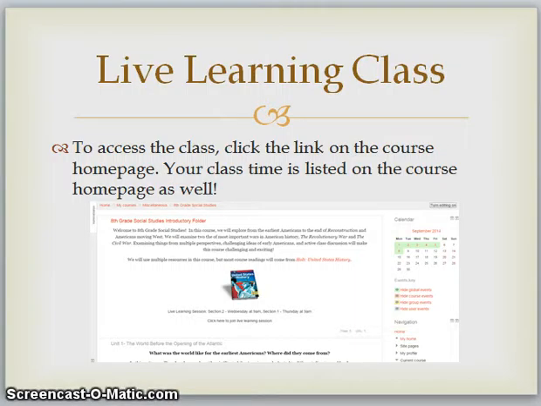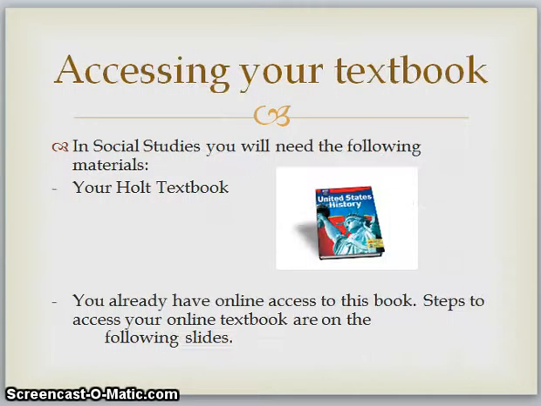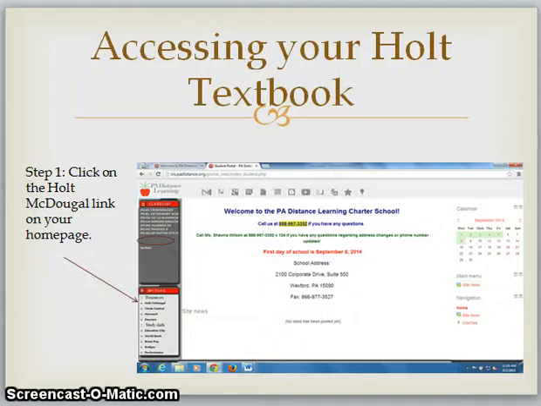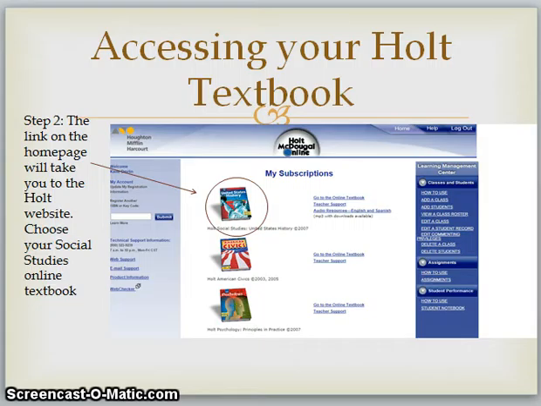So how do we access this textbook? In social studies, you're going to need the following material: your whole book. The good news is it's an online book, which I think is super awesome. And you already have online access to it. The next couple slides are going to tell you exactly where you need to go. So, you're going to first click on the Holt McDougall link on your homepage. I believe it's the second one there. See it? And then that'll take you right to the website. If you need passwords or anything, make sure you check. I can provide them too if you need it.